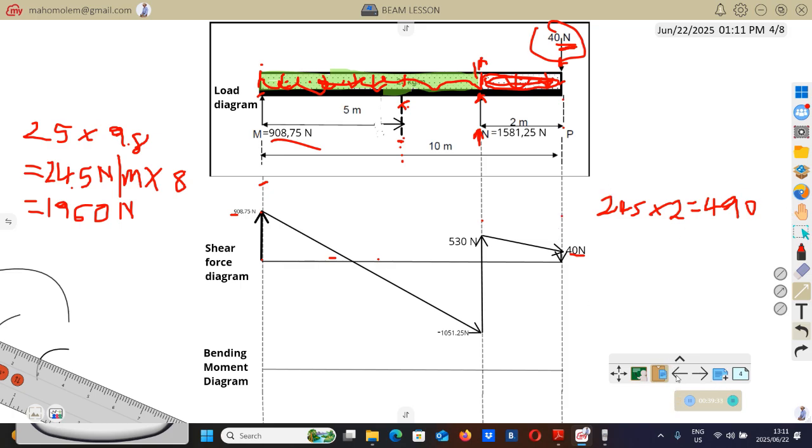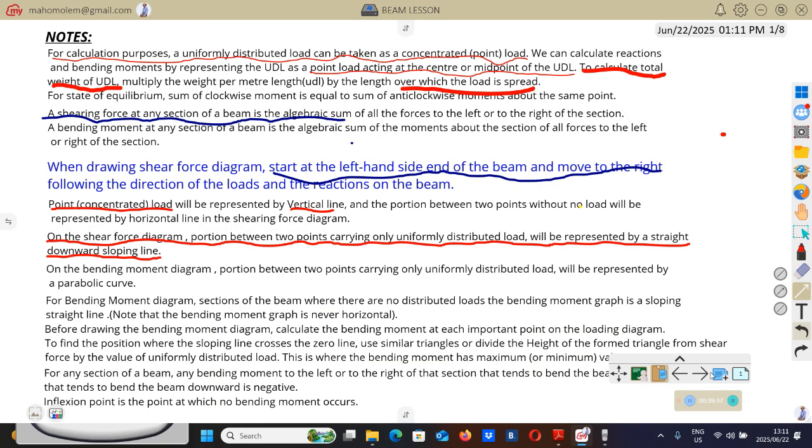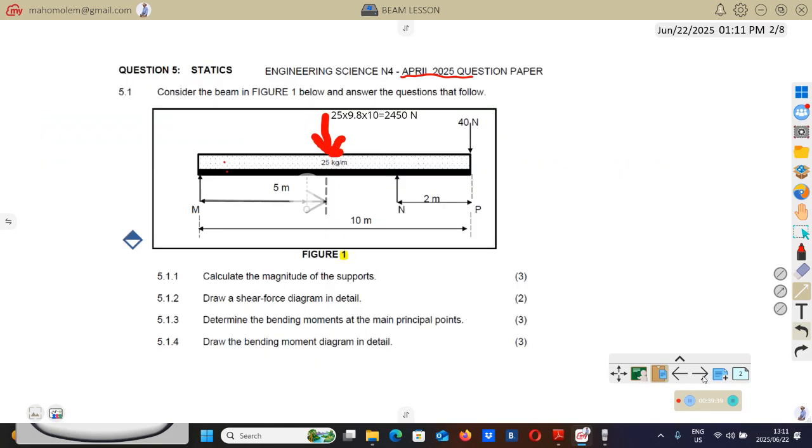So we've answered question 5.1.2. So now let's go to question 5.1.3. Determine the bending moment at the main principal points. At the main principal points.